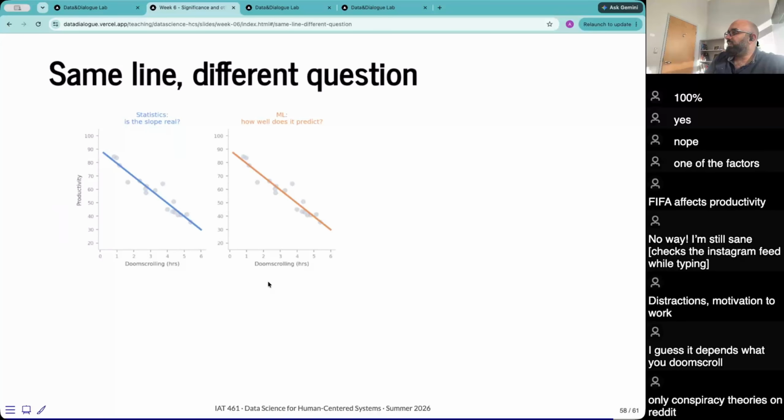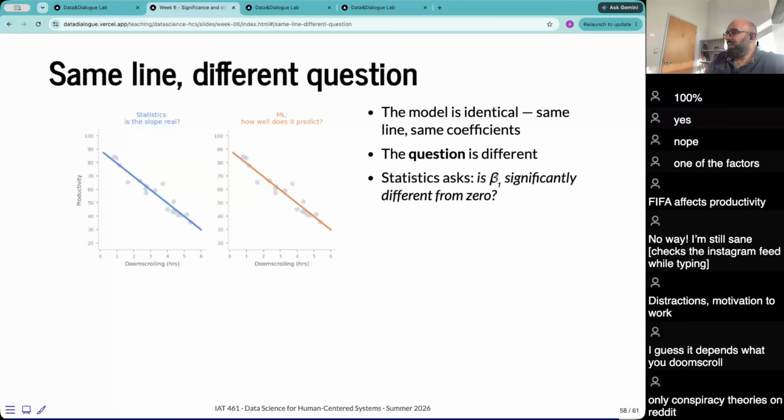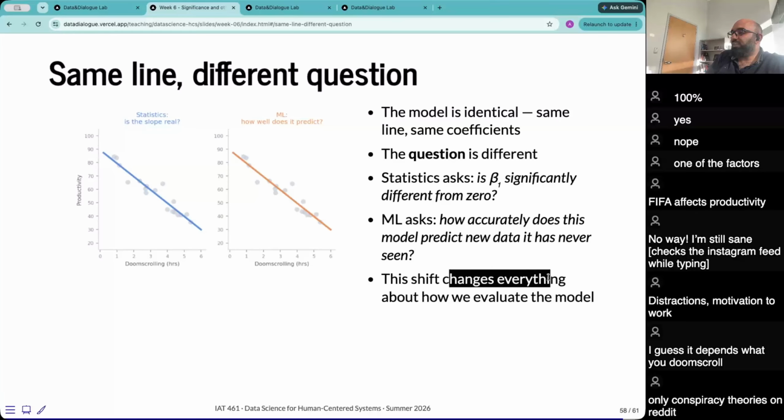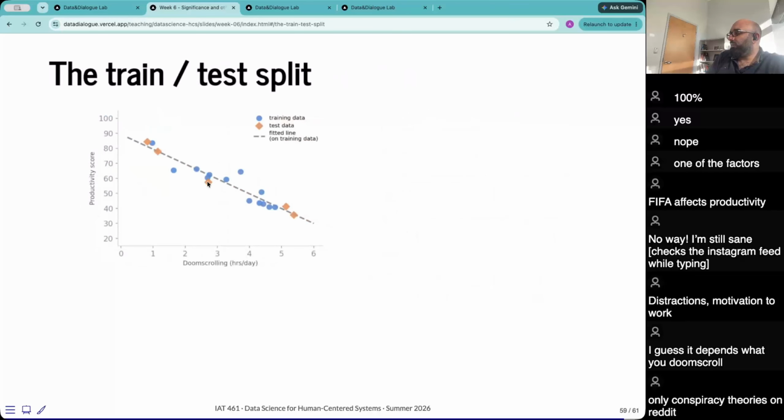The machine learning lens builds the same model, but the question is different, right? In statistics we say, is this slope significantly different from 0? For machine learning, I care about how accurately this model predicts new data it has never seen. So if tomorrow someone says, okay, I'm doom scrolling 8 hours, how good is this model? That's the idea of machine learning. The shift changes everything about how we evaluate the model.